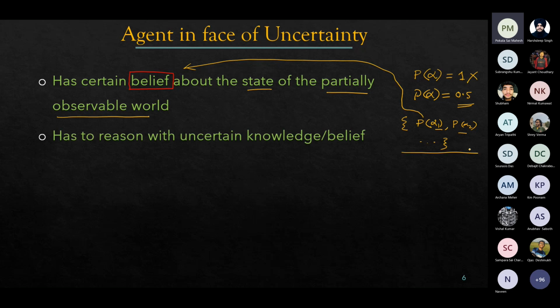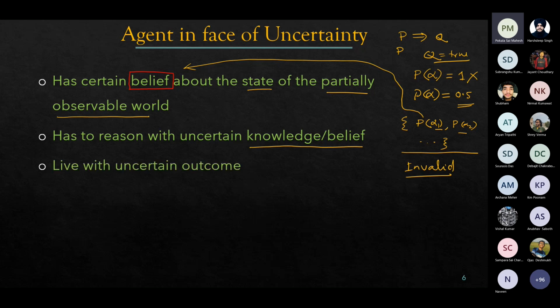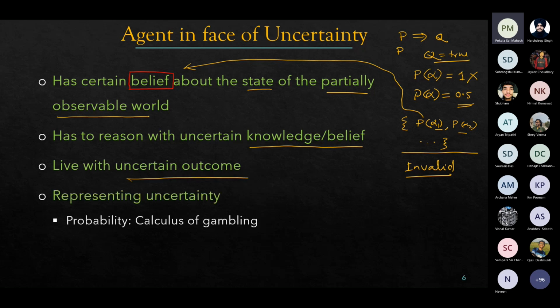Now, in the face of this, we have to reason with uncertain knowledge or belief. So earlier we had something like, say, P implies Q. We know P to be true, so with certainty I know that Q is true, right? This kind of inference becomes invalid in this domain. We have to do something extra, something additional. And also, we know that the outcome is uncertain and we have to live with that, right?